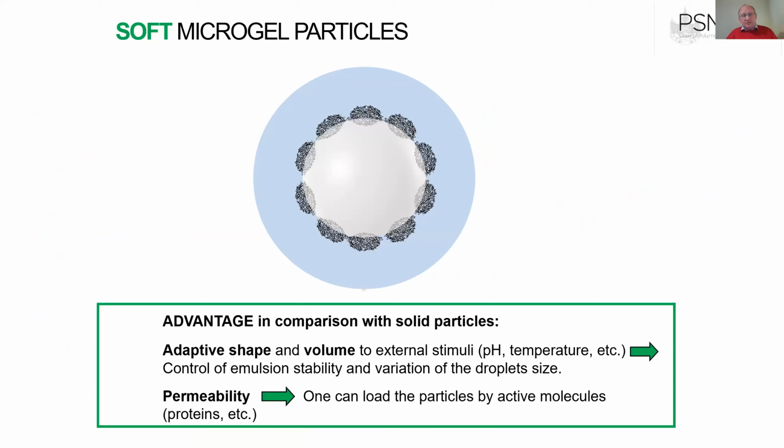So if we just summarize the advantage of using the microgel as a stabilizer of emulsion in comparison to solid particles, we can say that the microgel have adaptive shape and volume, and they are a very promising candidate to use as a stimuli responsive agent for stabilization of emulsion. So we can control the stability of the emulsion, and we can vary the size of the droplets.